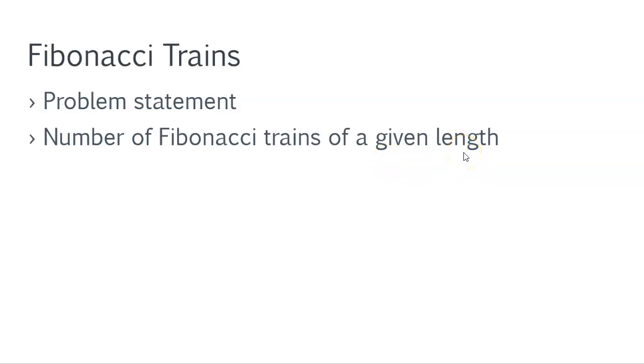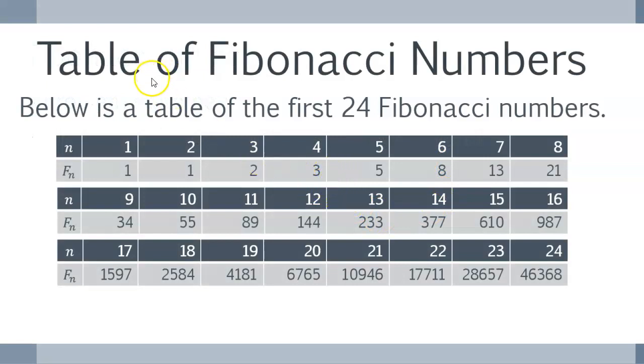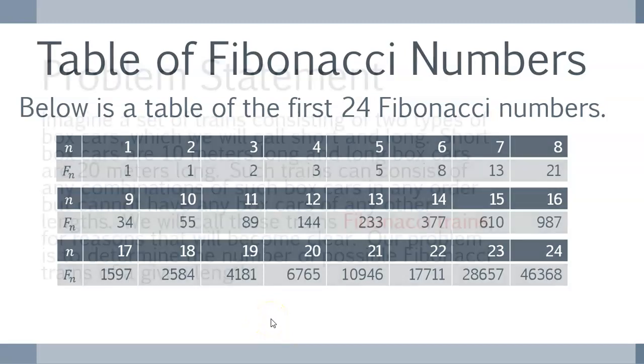I have to tell you what a Fibonacci train is first, but anyway, just to remind you, here's a table of the first 24 Fibonacci numbers. They grow pretty fast. By the time we're up to F24, it's already over 46,000. But the thing I want to point out to you right now is that the Fibonacci sequence starts with 2 ones. That's the only repeated number in the sequence. After that, they keep growing. So just keep that in mind for now. We'll use that fact later.